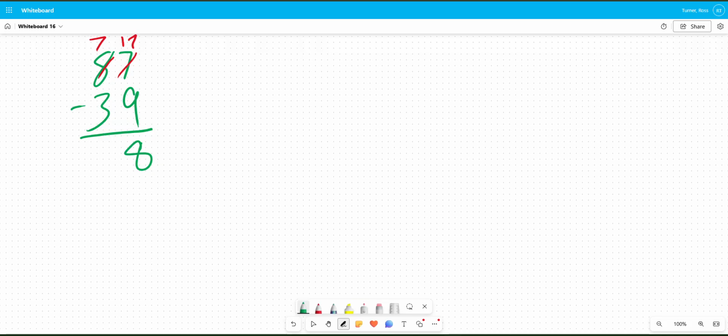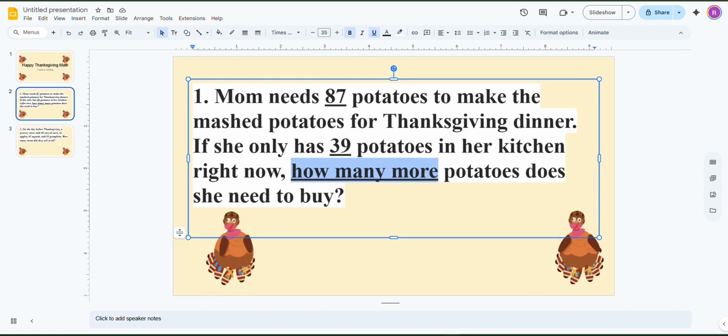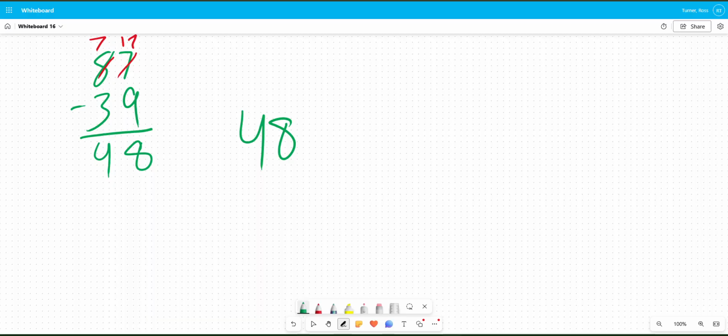7 minus 3 is... wow. Mind blank. I could use a strategy if I'm in a fog. I could count on. So from 3 on to 7, that is 4. Don't know why I was drawing a blank for a second. But our new number is how many more does she need? Well, she needs 48 more. We're going to go back to our problem, and our first answer is 48.